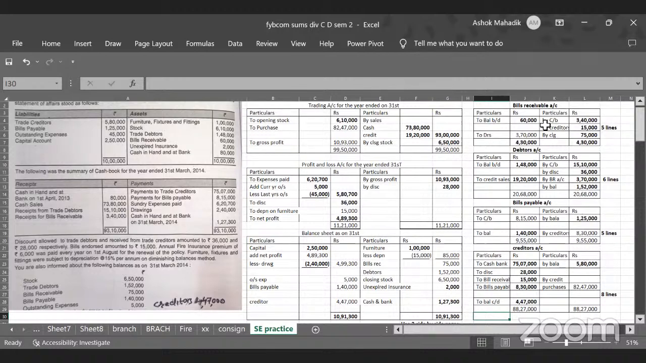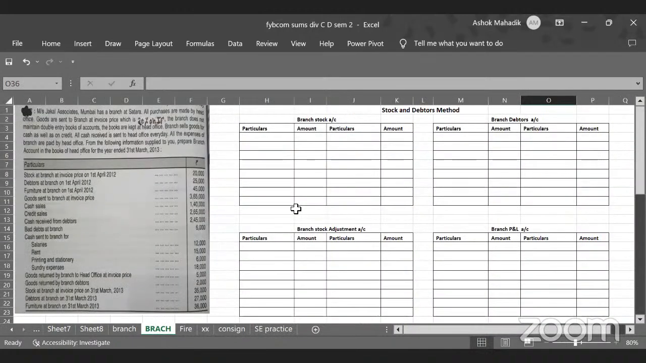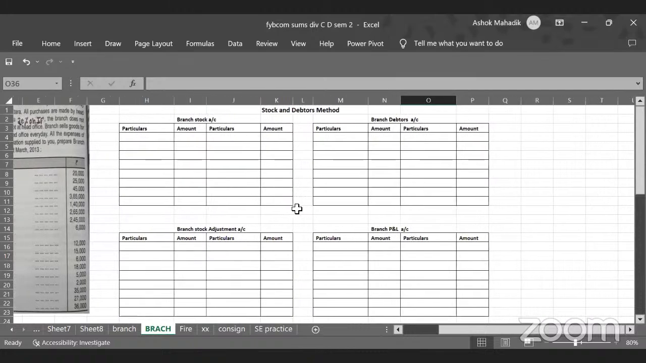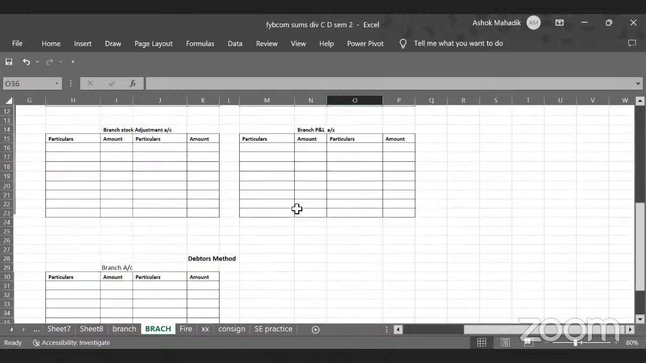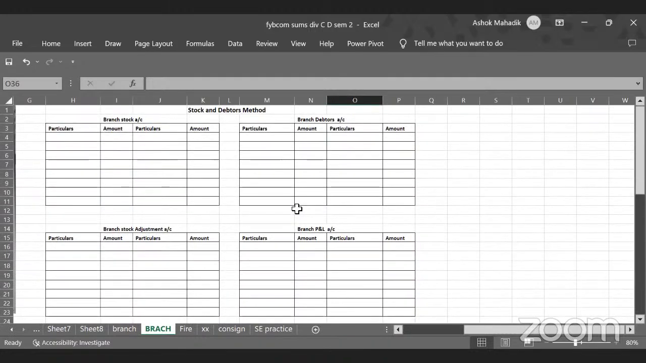That's it, students. If you want to watch it again, do it, solve the sum. What I'll do, I'll show you the format of the next sum which we are going to solve. Next I'm going to teach you branch accounting. Now I want you to draw these 4 accounts. I'll be teaching one sum with both methods, that is the stock and debtors method, and later the debtors method. So first of all, draw this format in your book.